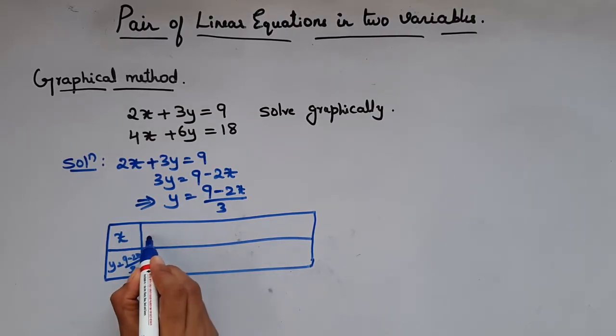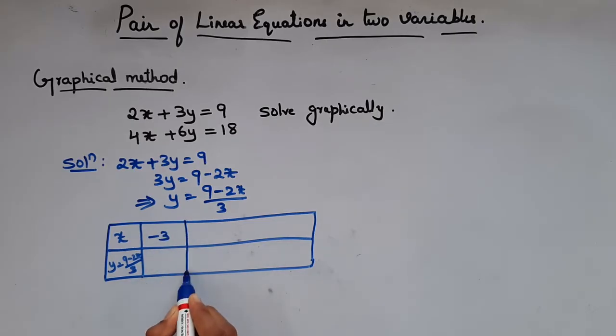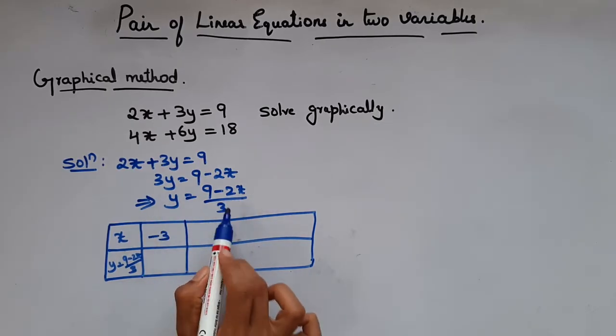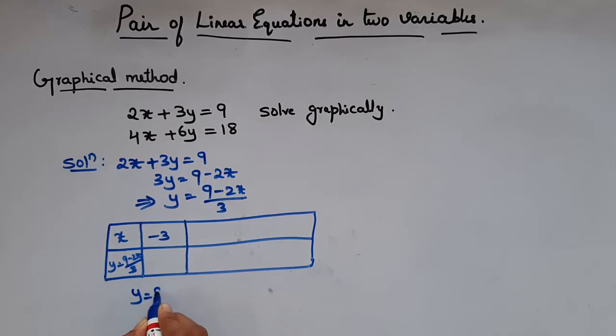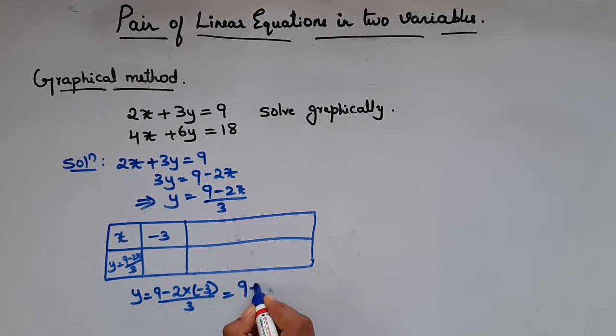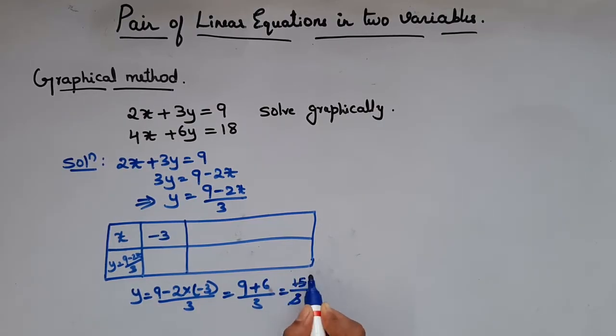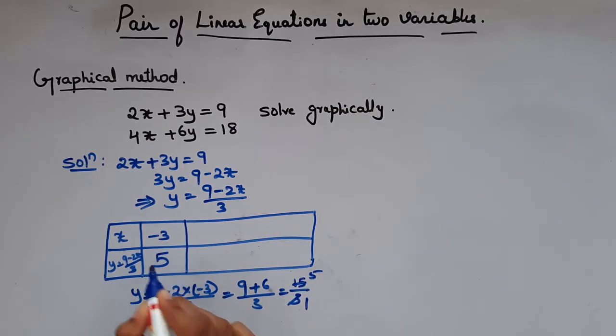When x is equal to minus 3, substitute x is equal to minus 3 in this equation. So we have y is equal to (9 minus 2 into minus 3) by 3, right? Which is equal to 9 minus of minus is plus, 3 2s are 6 by 3, which will give you 15 by 3. So 3 1s are 3, 5s are 15. So your y is 5, right?